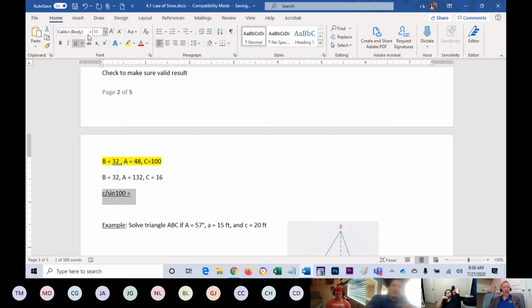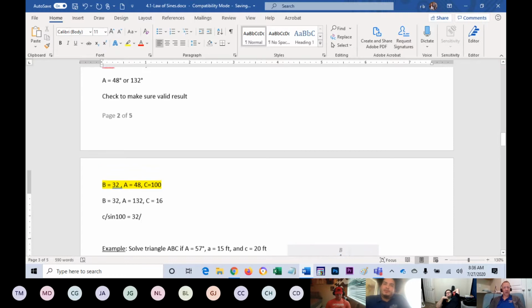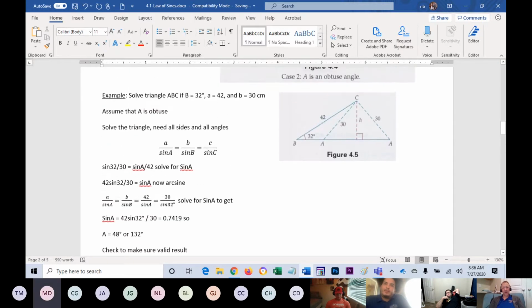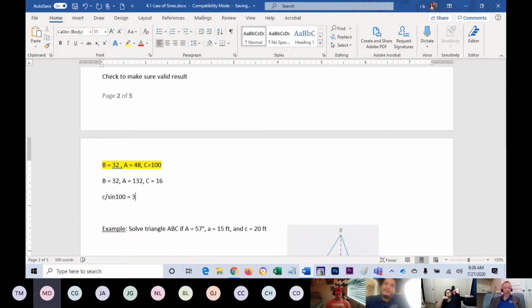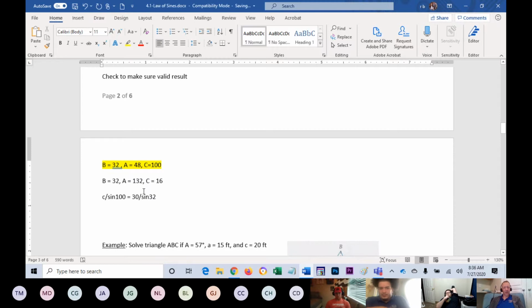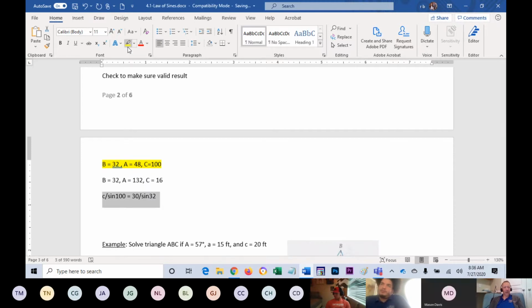32. 32 over the sine of, oh wait, that's the angle. So we'd have, let's see, what's our side be? So 30 over sine of 32. Yeah, 30 over the sine of 32. Okay, and I'll assume you guys can plug it in your calculator properly. So that's going to be the answer in yellow.